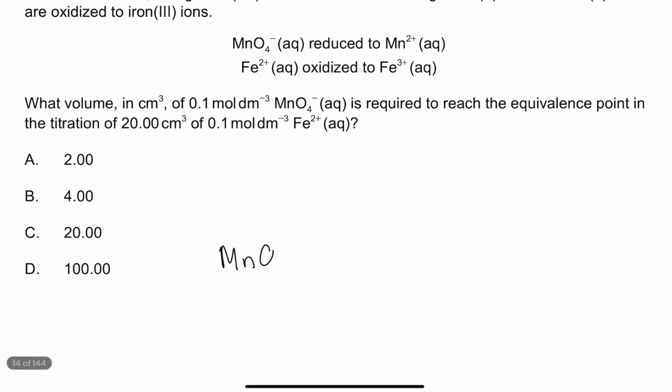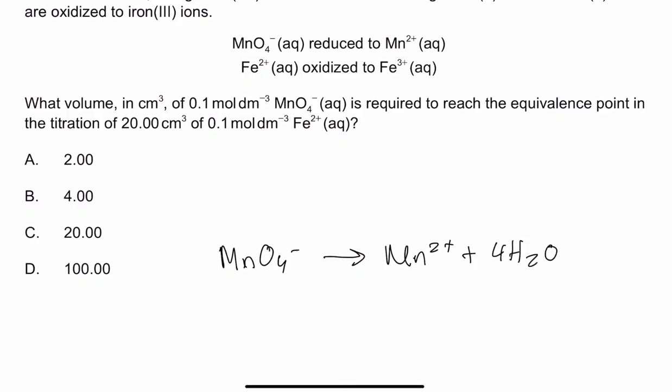So let's do the MnO4 first, because the other one is very easy. MnO4 minus forms Mn2 plus. When you have to balance a redox equation like this, first things first, look at whether you have the same amount of your metals. We have one Mn on each side, that's fine. Next look at the O's. We have 4 O's on the left. How do we get 4 O's on the right? Well, we use H2O, so we add 4H2O.